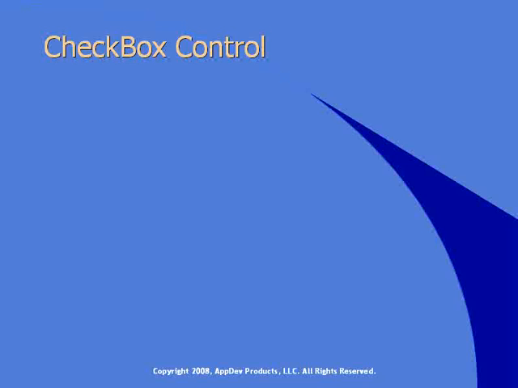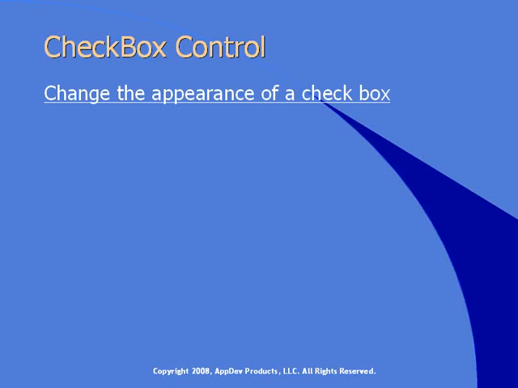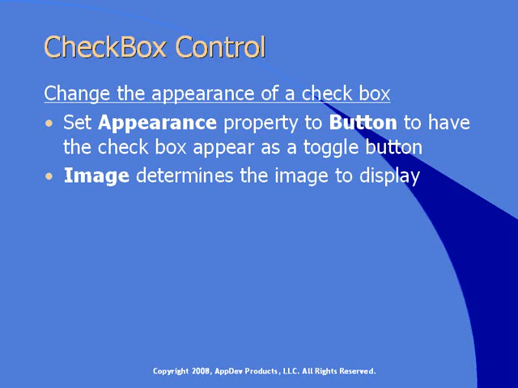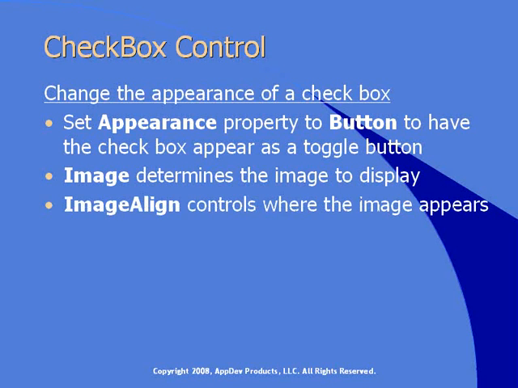So you can use these events to respond to the actual checking or unchecking of the checkbox. You can change the appearance of a checkbox. If you want it to appear as a toggle button instead of a checkbox, then you can set the appearance property to button. You can also include an image in a checkbox control. You'll set the image property to the image you want to display, and then you can use the image align property to control where that image appears.